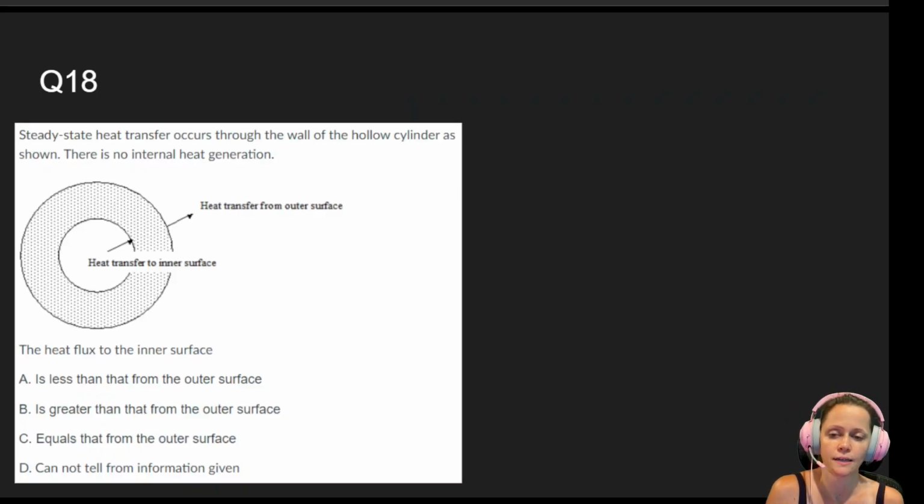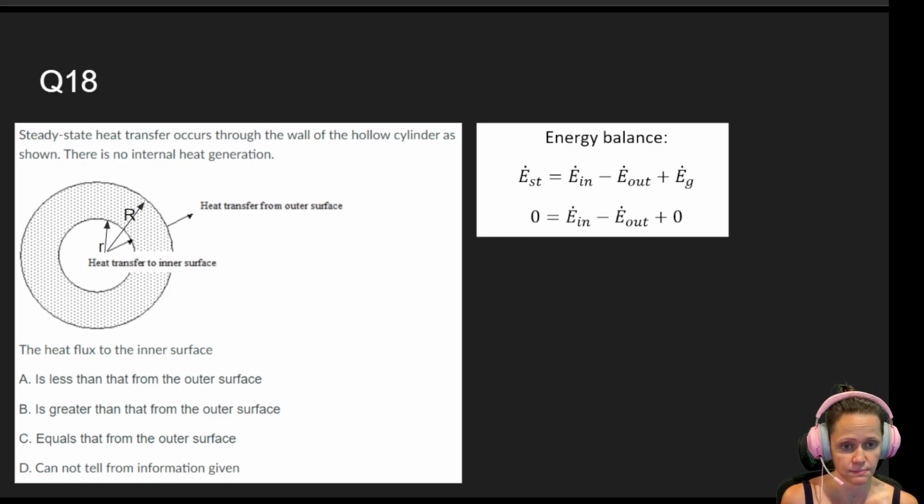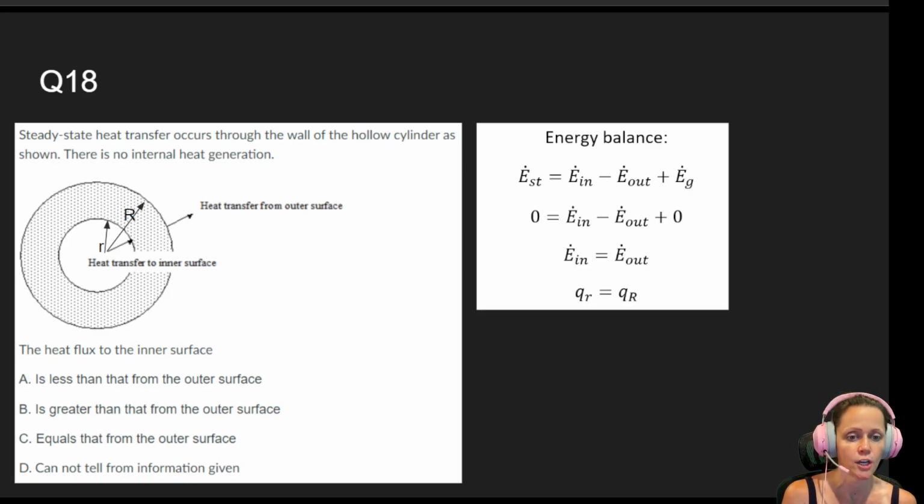Question 18, we have steady state heat transfer through a wall of the hollow cylinder as shown. There's no internal heat generation. And so we want to look at the heat flux at the inner surface and how that relates to the outer surface. Well, you could absolutely say that if I did an energy balance, it's steady state, so the E dot ST goes away. There's no heat generation. So all I've got is the E dot in and the E dot out. So you could absolutely say that the heat transfer rates at the inner radius and the outer radius are equal to one another.